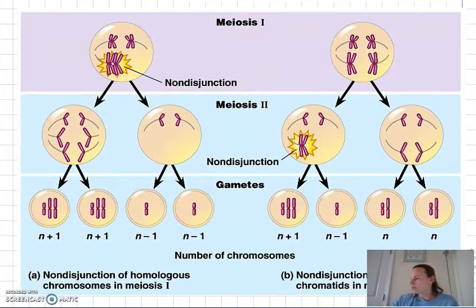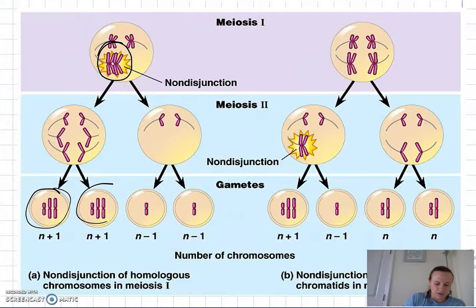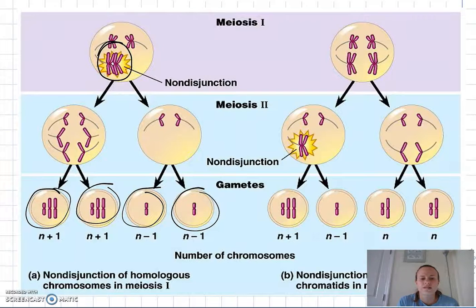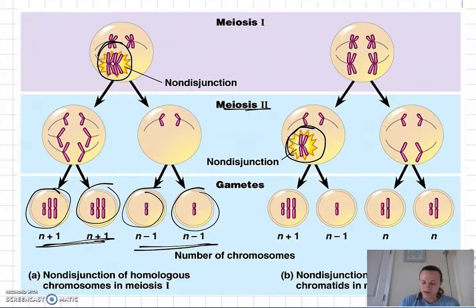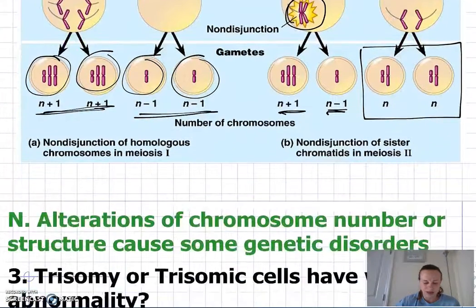So if this non-disjunction occurs during meiosis 1, I end up with 4 gametes that all have incorrect numbers of chromosomes. These 2 gametes have 1 less chromosome, and these 2 gametes have an additional chromosome. However, if non-disjunction occurs during meiosis 2, I have 2 gametes with the normal number of chromosomes, but I have 1 gamete that's got an extra chromosome and 1 gamete that has 1 less chromosome.